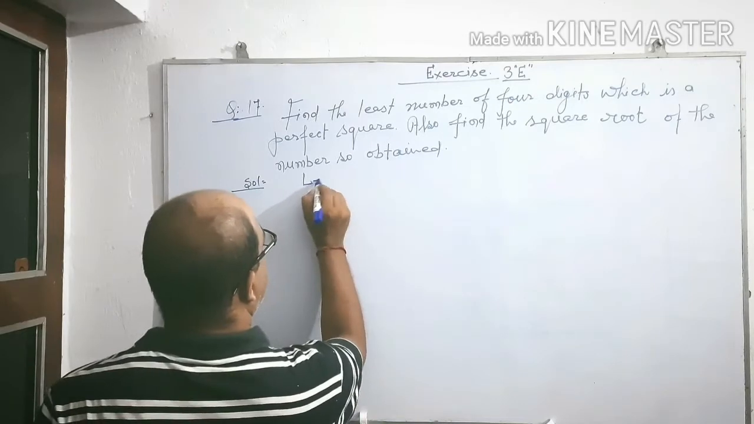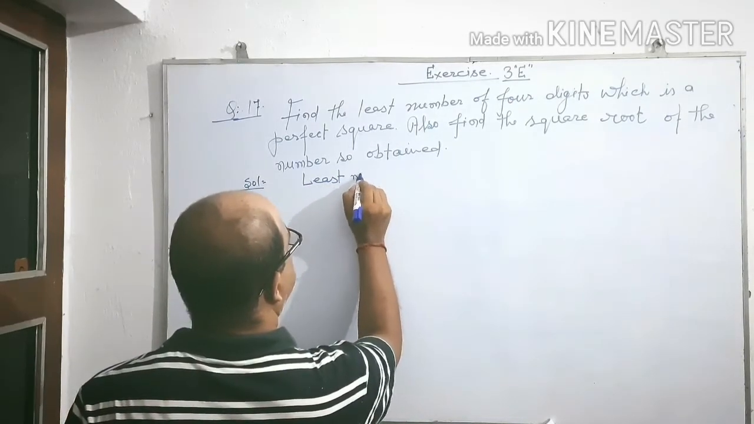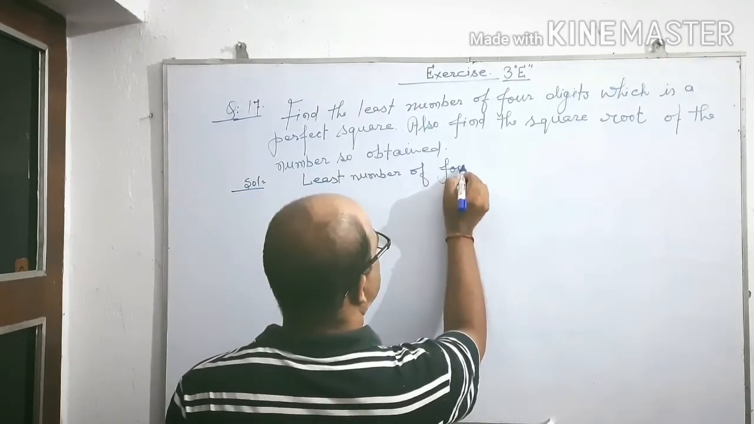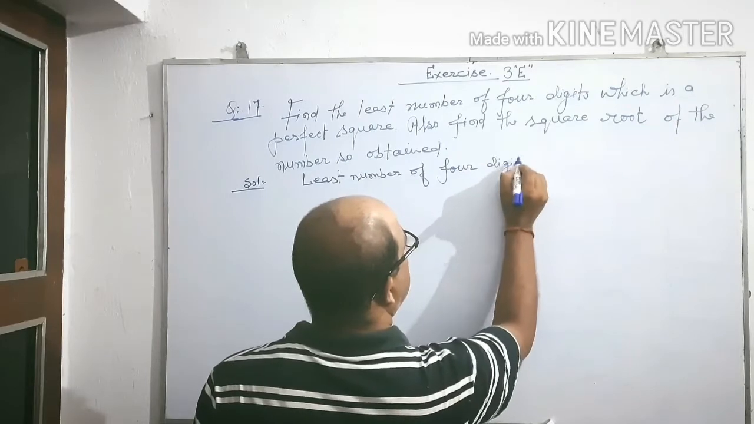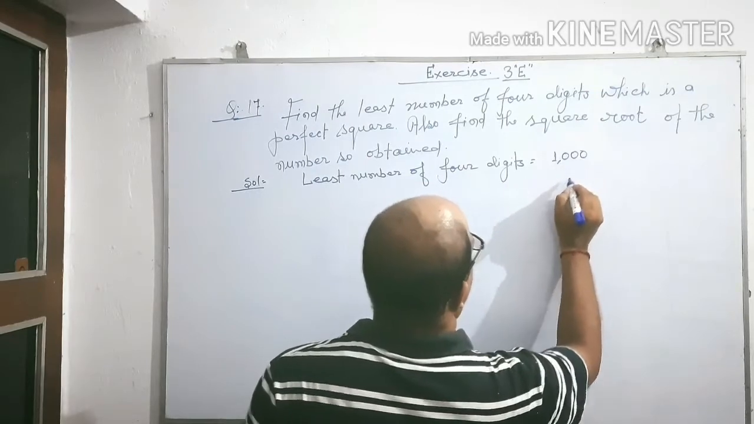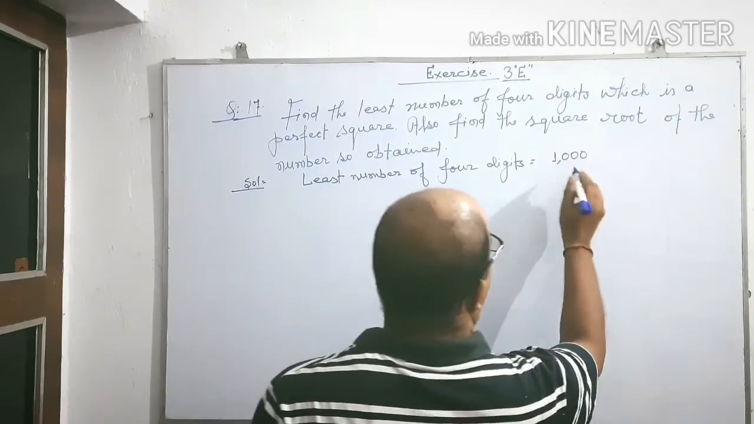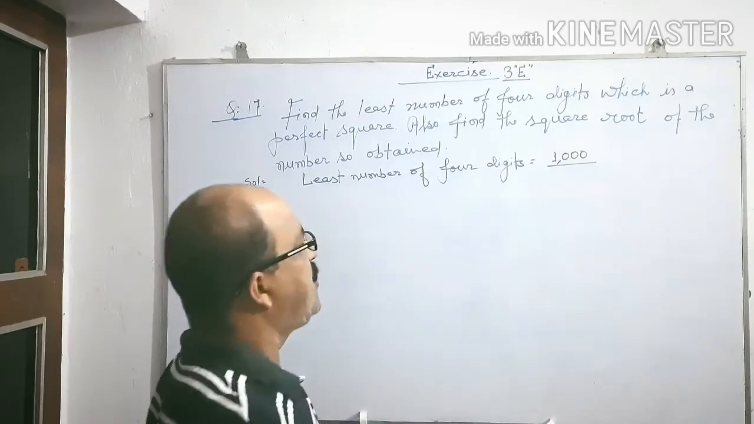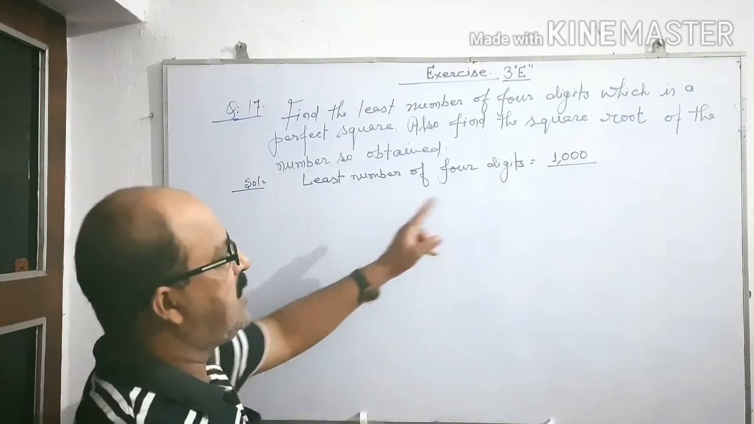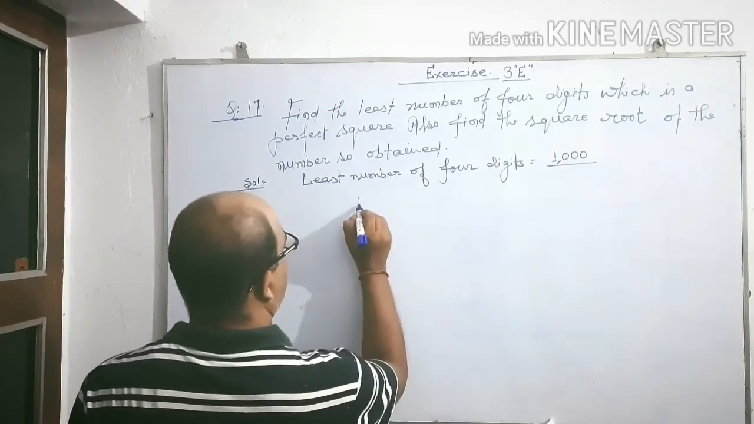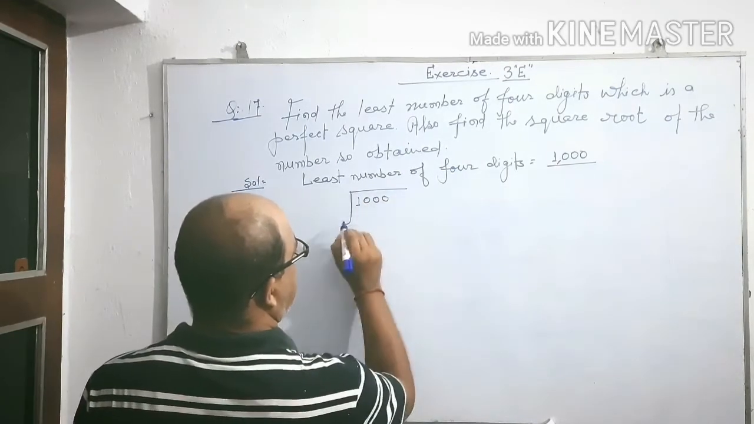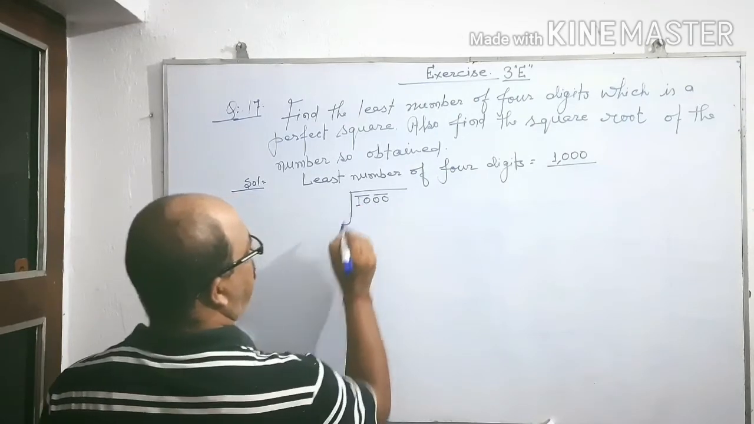The least number of 4 digits is equal to 1000, with digits 1, 2, 3, 4 places, and 1000 is the least number of 4 digits. At first we have to find the square root of the given number. As we know, this one is not a perfect square. Make it clear from the unit place.